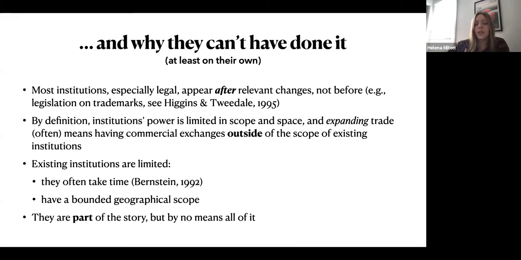The first thing is, usually they appear after the relevant changes rather than before them. For instance, the legislation on trademarks is pretty telling about that. You first get a commercial practice to expand, and then the legislation catches up. So in that case, it's a consolidation. It can provide, but not necessarily drive, the change in the first place.